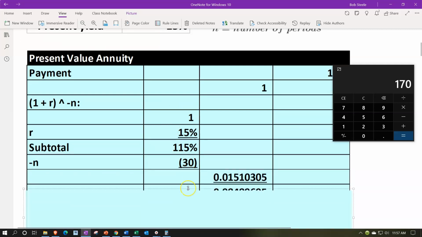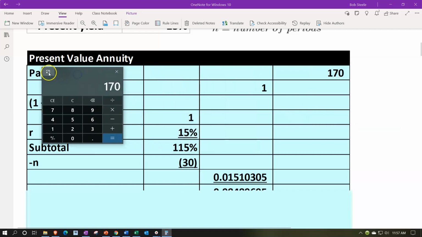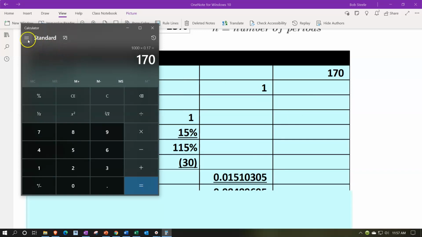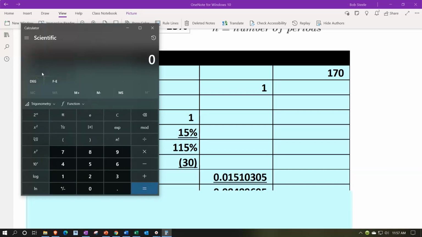115% to the power of 30 is 0.0151, and so on. Let's do that with a calculator. I'll recalculate that. Note that if you are doing this in a test situation, you do need a calculator that takes the power of. So I'm going to select the hamburger on our calculator in Windows, scientific calculator. I'm going to recalculate this.